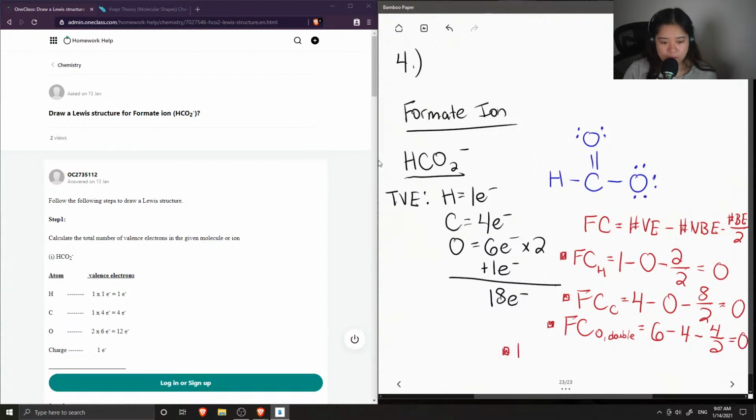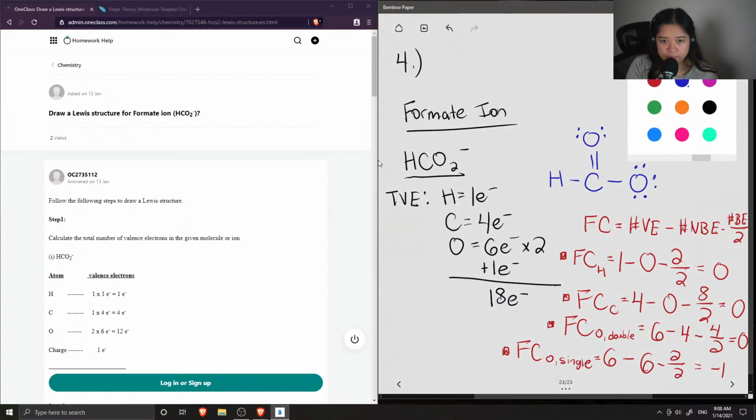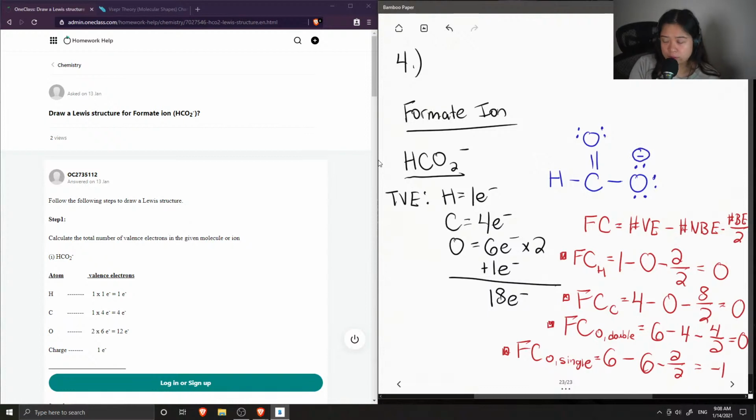And now let's do the formal charge of our single bonded oxygen. So this still has 6 valence electrons. The number of non-bonding electrons is 6. And there's only a single bond to this oxygen, so there's 2 bonding electrons divided by 2. So in the case of the single bonded oxygen, it has a formal charge of -1. So now I know that for the formate ion, the negative charge comes from the single bonded oxygen.